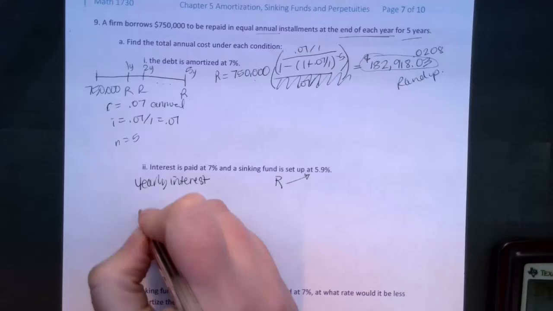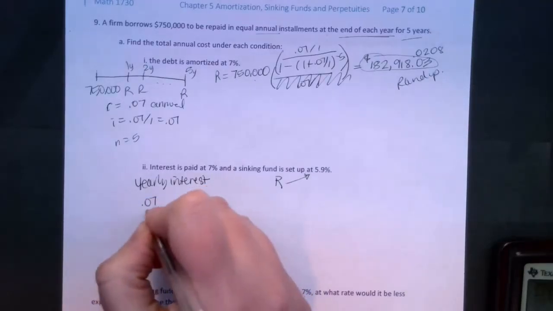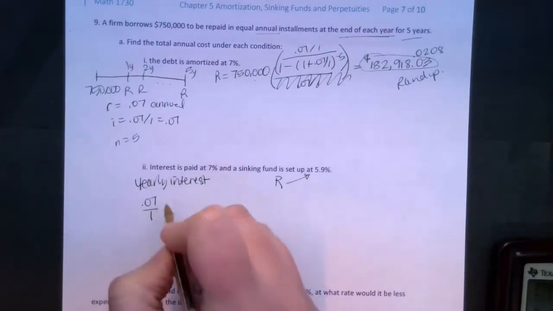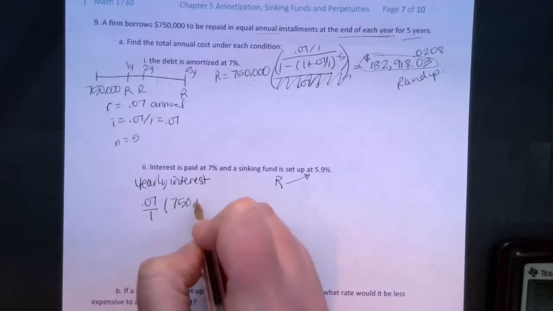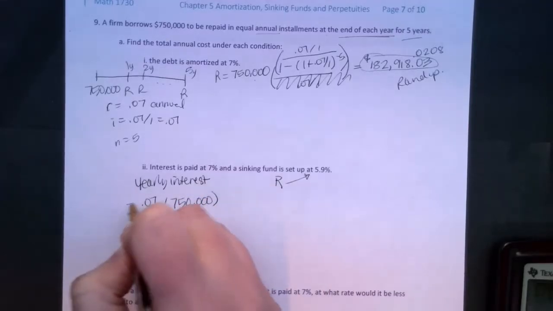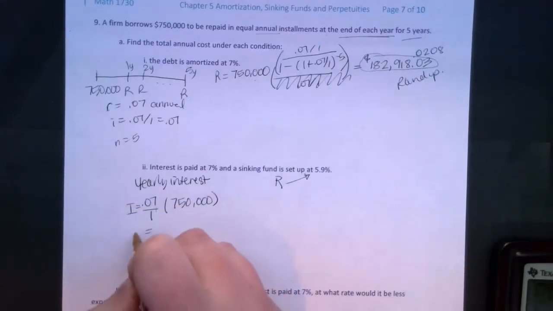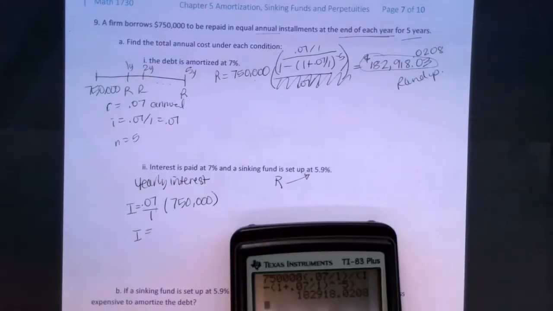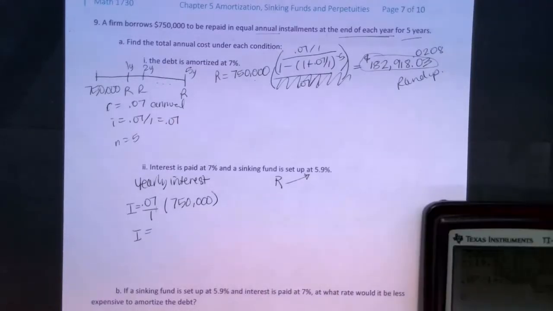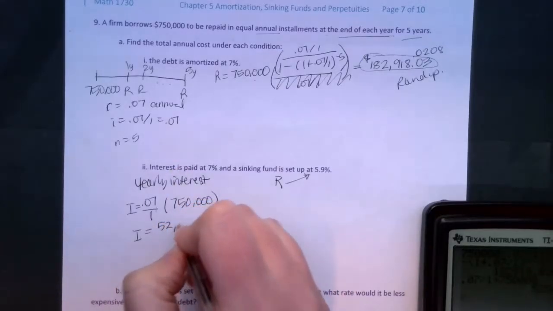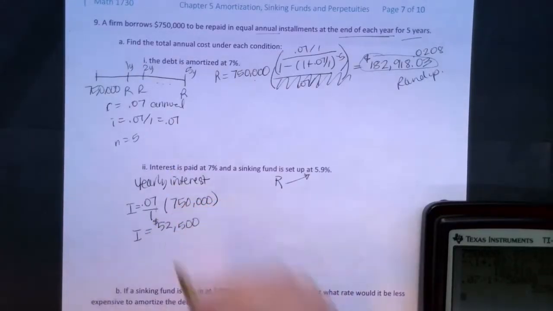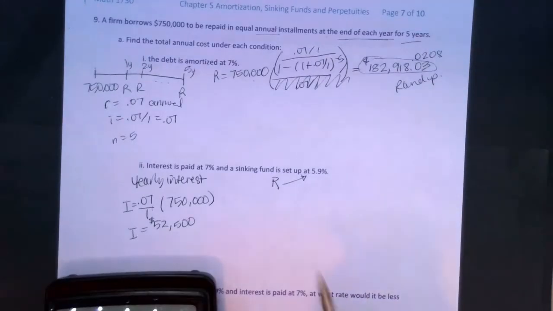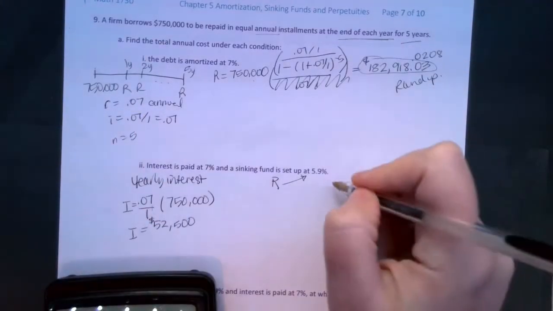So our yearly interest is going to be 0.07 over 1, because that's once a year, times our loan. And I'm going to call that big I because it's an interest rate. So for that we're going to get 0.07 over 1 times 75,000. So we get 52,500.